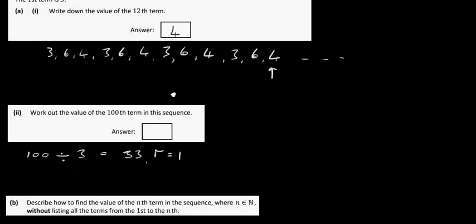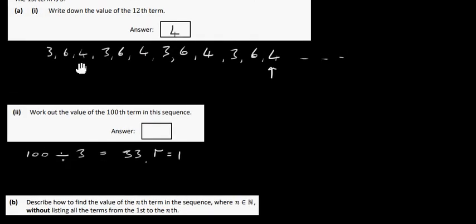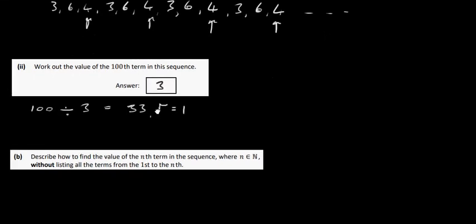So we know that every multiple of 3 will be a 4. So you can see here 3, 6, 9, 12 and so on. Every multiple of 3 will be a 4. So the 99th term, which is a multiple of 3, will be a 4, and then you go back to 3 again. So my answer here will be 3. Because there's a remainder of 1, you go back to the start again, you go back to the 3 again. Okay, so that's that one done.